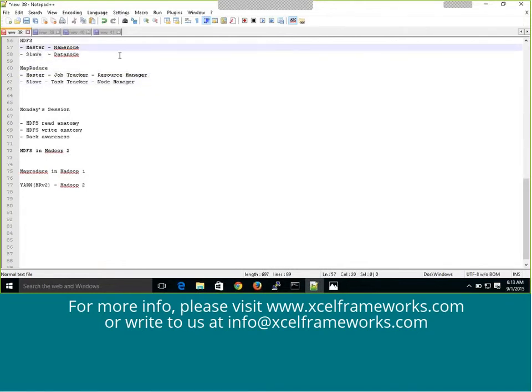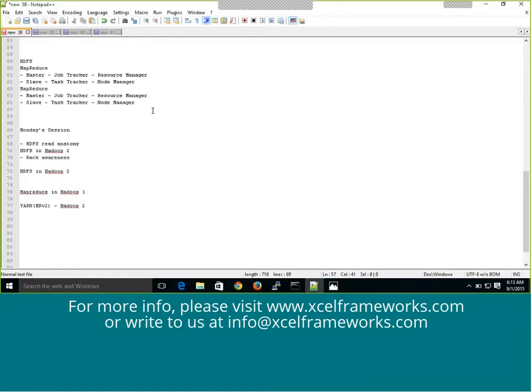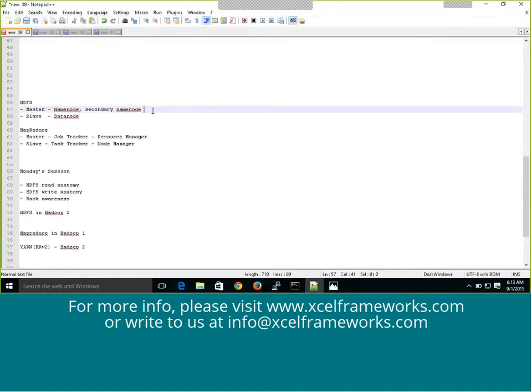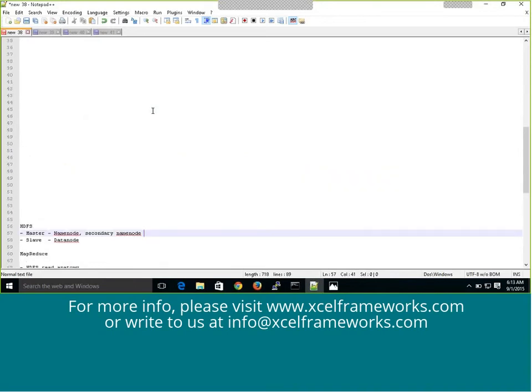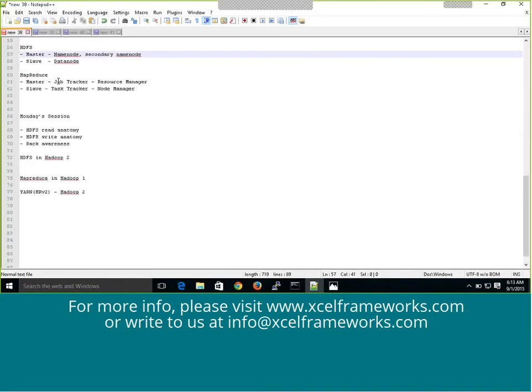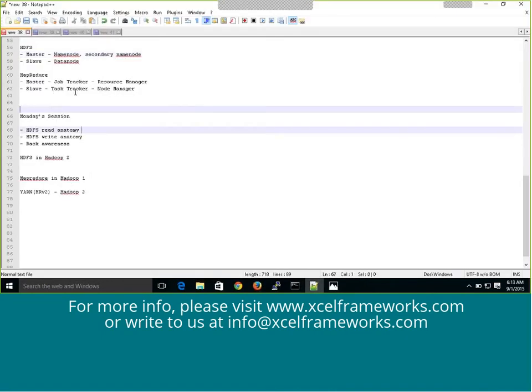And in here, apart from the name node, we also have something called the secondary name node. Now we called it the secondary name node. Did we talk about this? I don't think so, right? I have not introduced the secondary name node as yet. We'll come to that. We'll talk about the secondary name node in today's session.